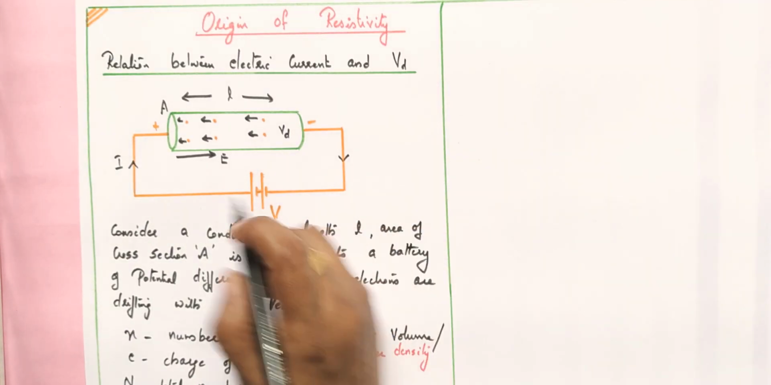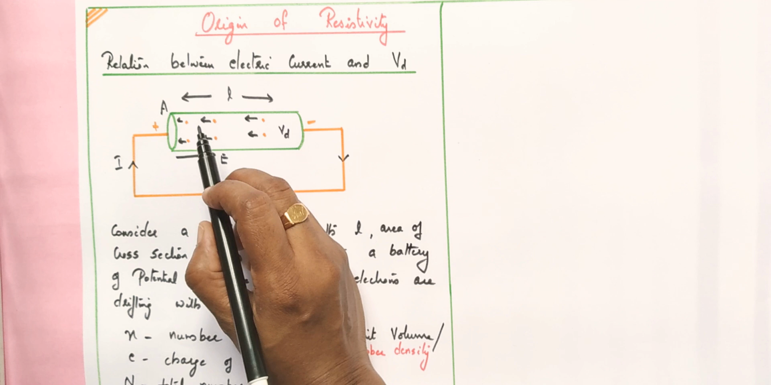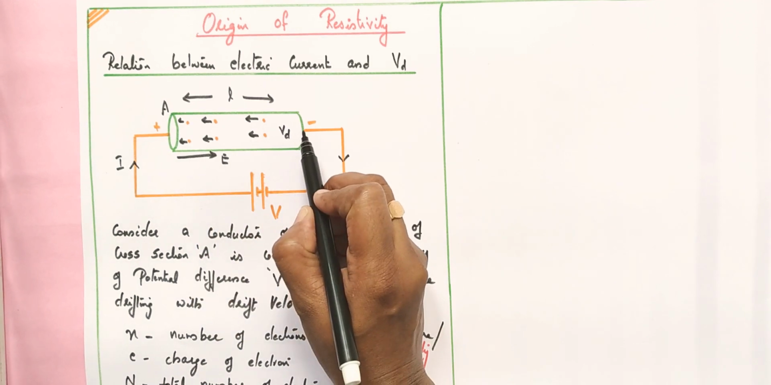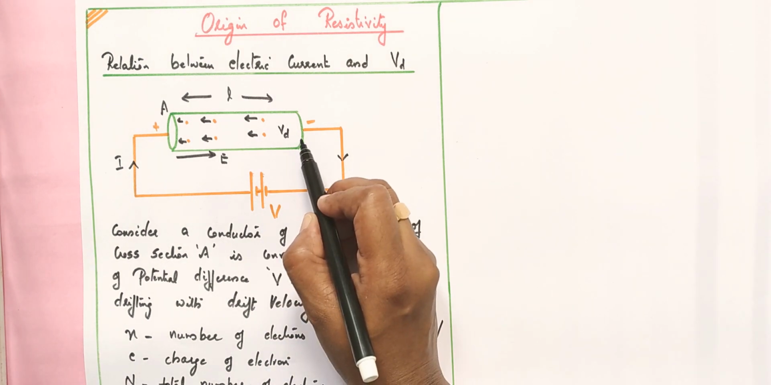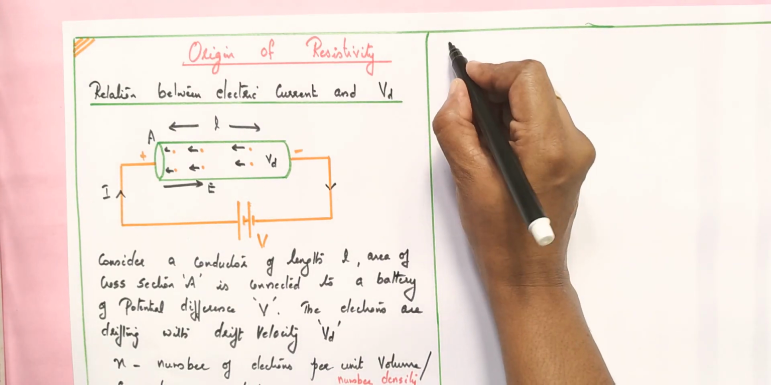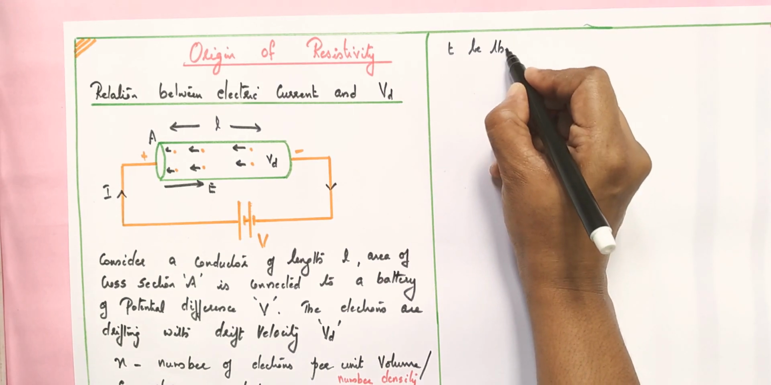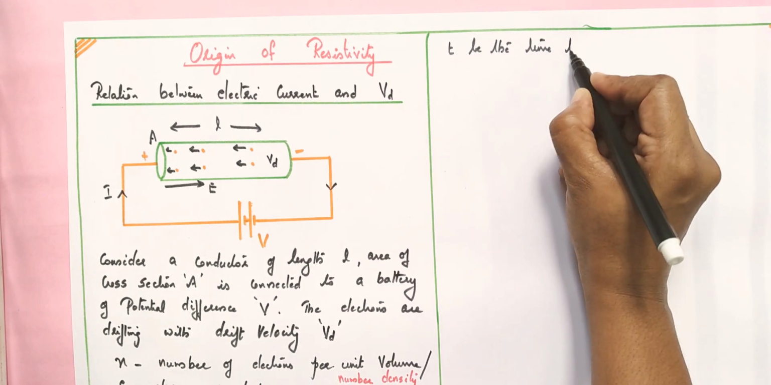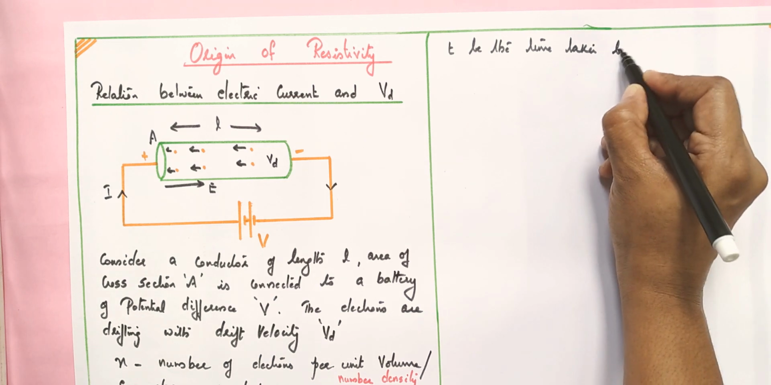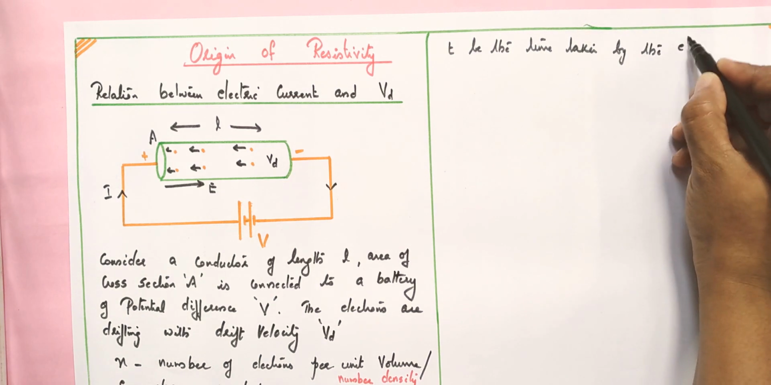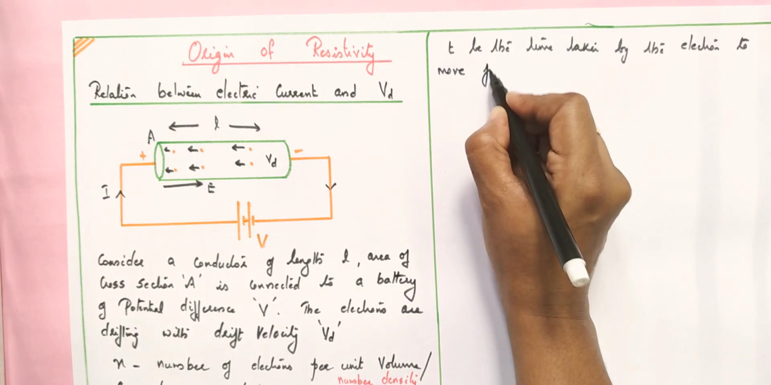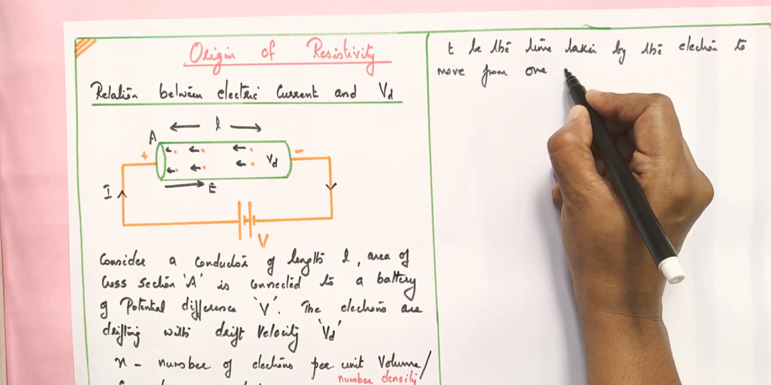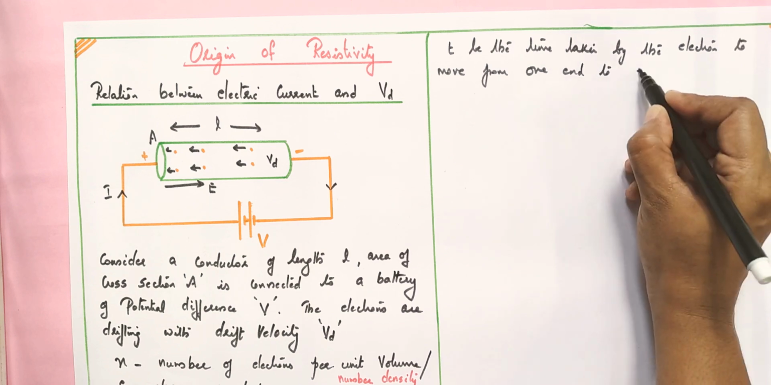Now let small t represent the time taken by the electron to move from one end of the conductor to another.